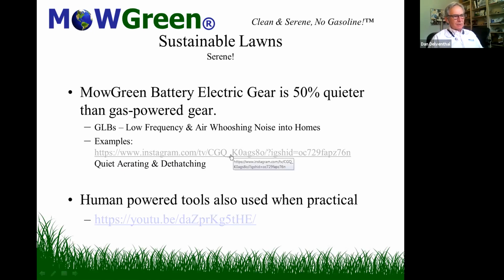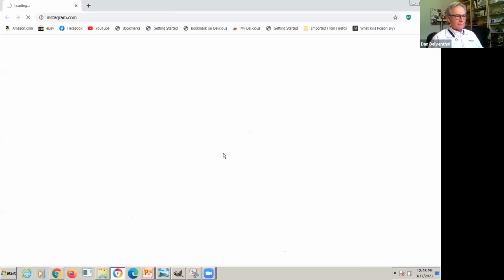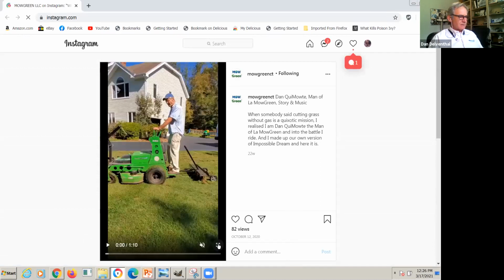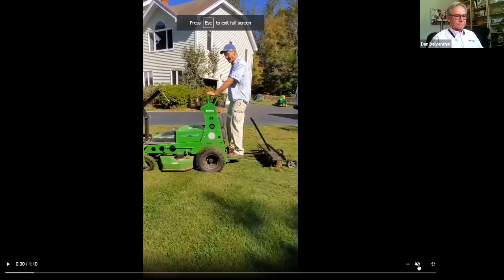Here's an example of doing a job that normally uses gas and makes noise, but here's aerating and dethatching. We'll jump one more time to a video. It's a challenge. Let's see, we will stop it and enlarge it. And whoop, there we go. Let's get the sound on. Now this is, we're dethatching and aerating really quietly without using any gas.